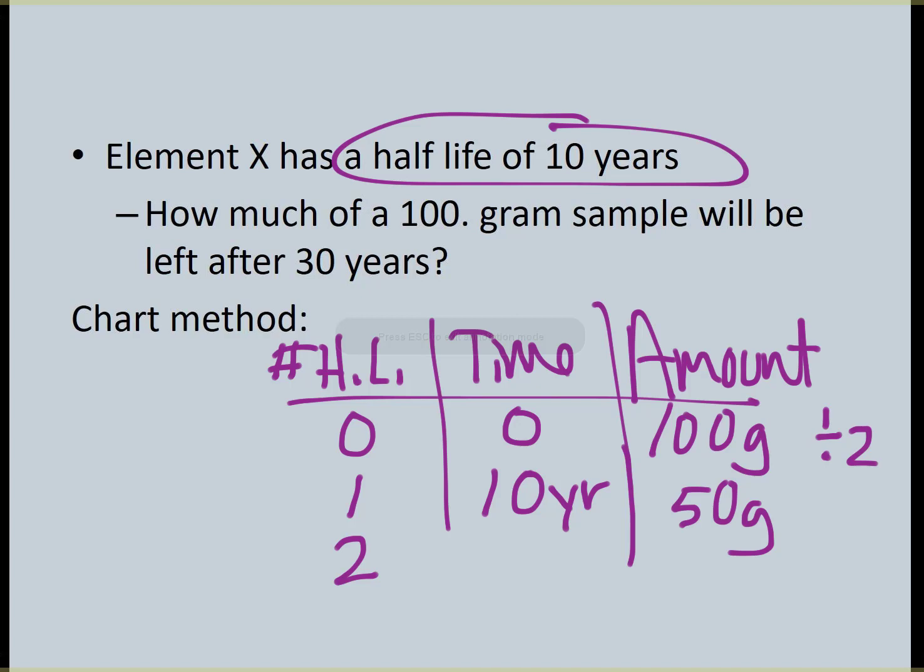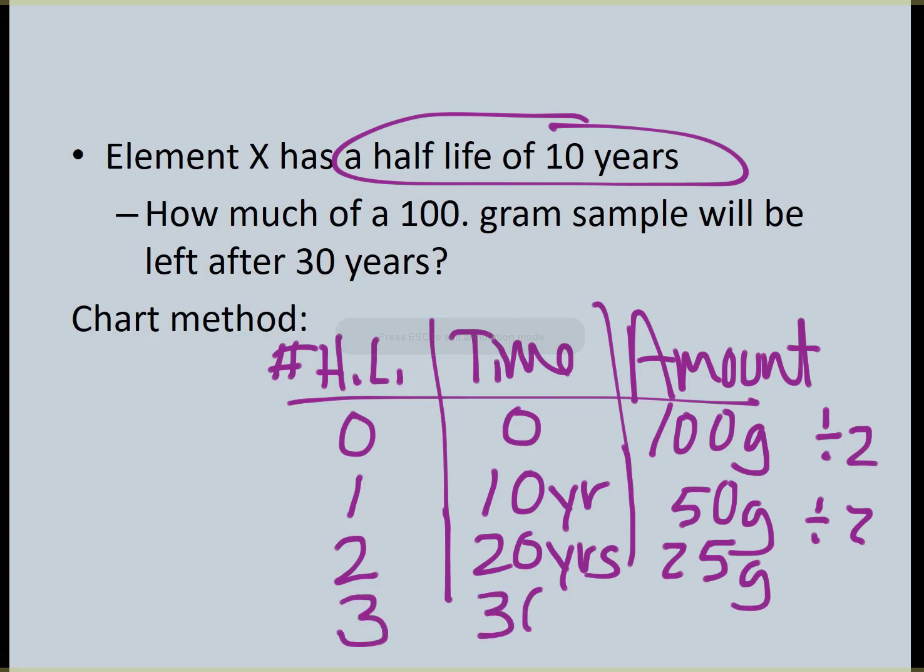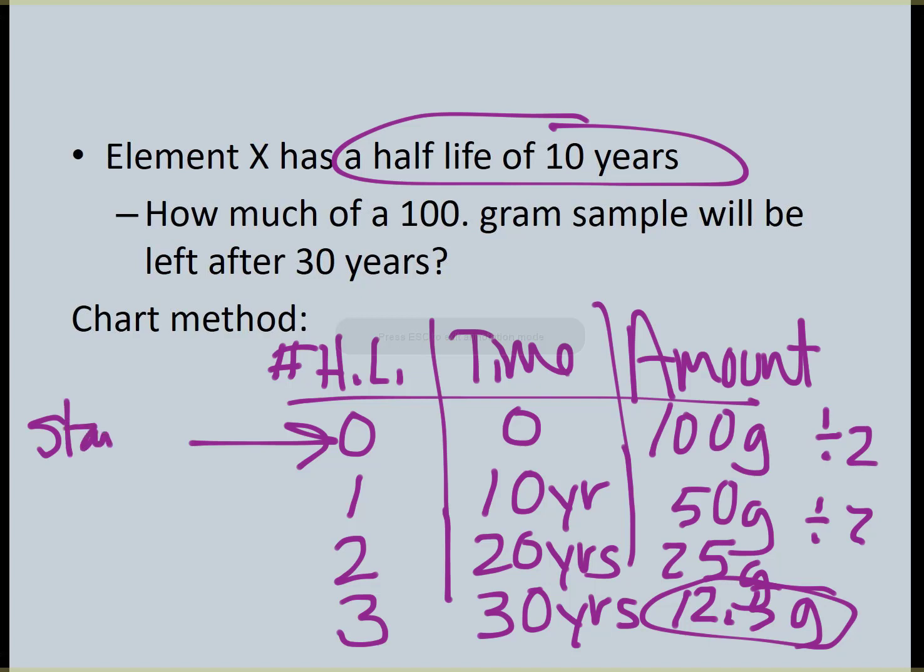A second half-life, I would just add 10 years, so now I'm at 20 years. So another half-life went by, and then I divide this in half again. So now I have 25 grams, and it wants 30 years, so I'm going to have 3 half-lives go by. So I'll have 30 years, I'll have 12.5 grams as my final answer. So this is a way just to set it up so that you're doing it right. Again, remember your starting line.